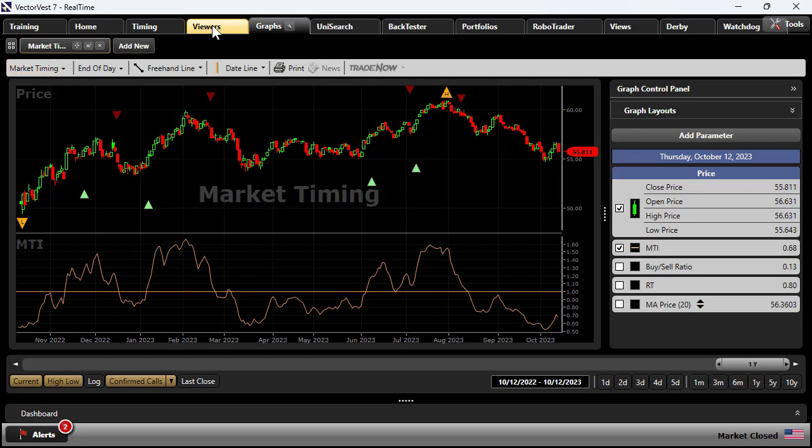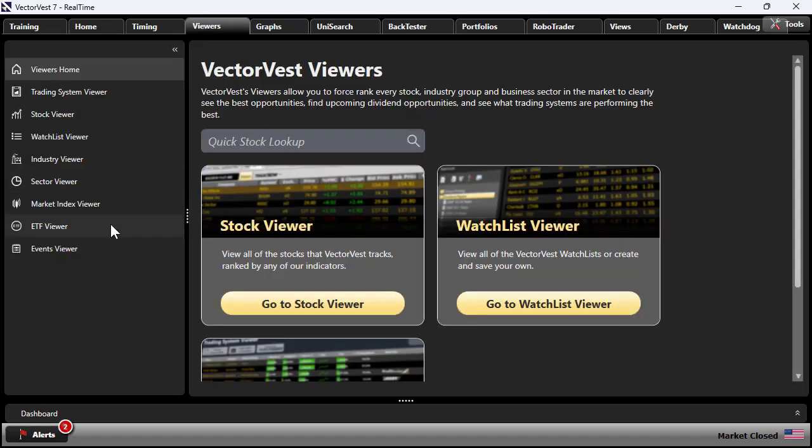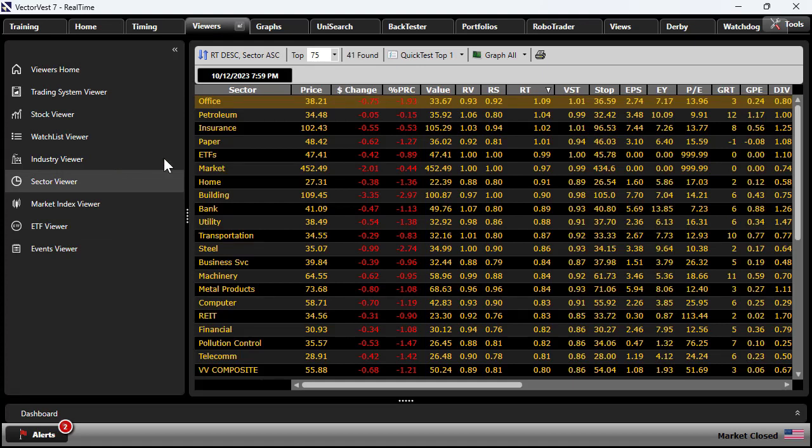Okay, so market analysis is always first. Then we're going to drill down and we're going to look at the sector viewer. The sector viewer contains 41 sectors, and we rank that list by relative timing. So the sectors with the highest relative timing scores are at the top. Notice there are only 4 sectors right now: office, petroleum, insurance, and paper, that have an RT greater than 1.